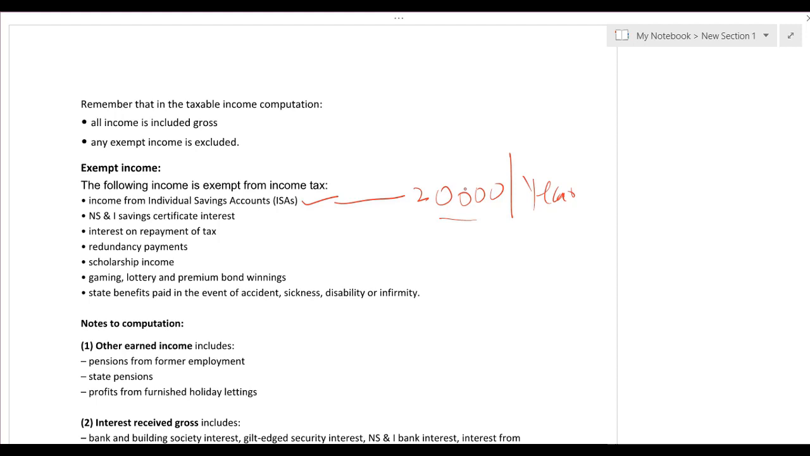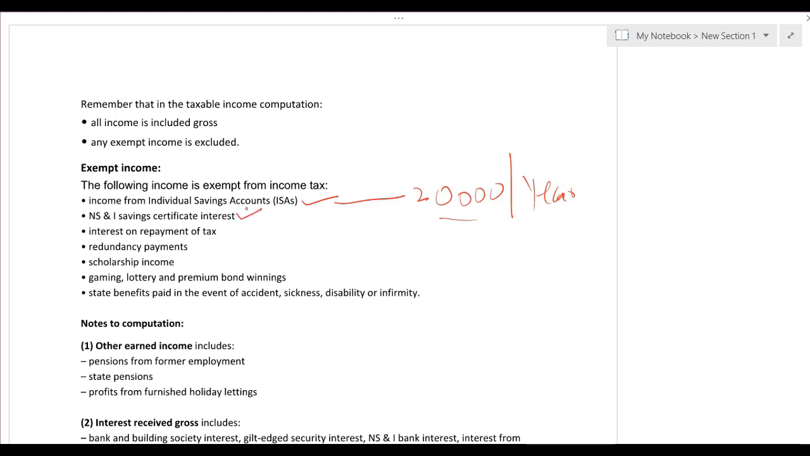You need to know one thing. Whatever interest income is coming from ISA, it is exempt. Okay. Now what else? Second one is National Savings and Investments Savings Certificate.